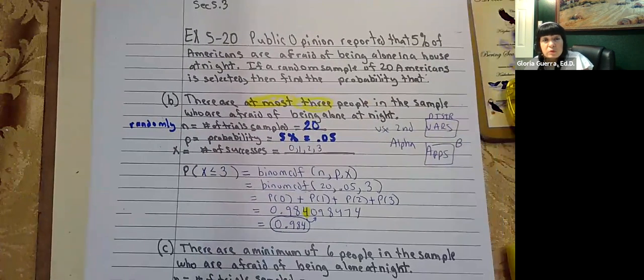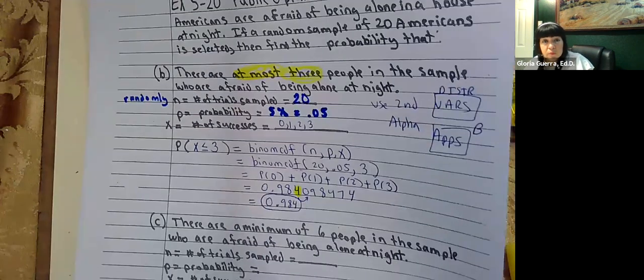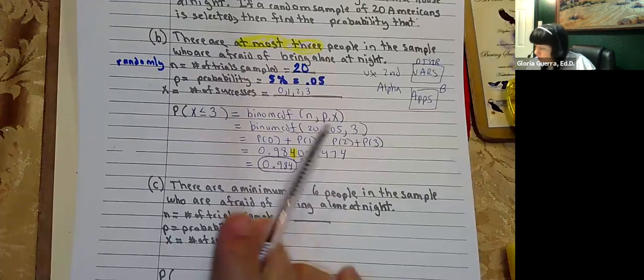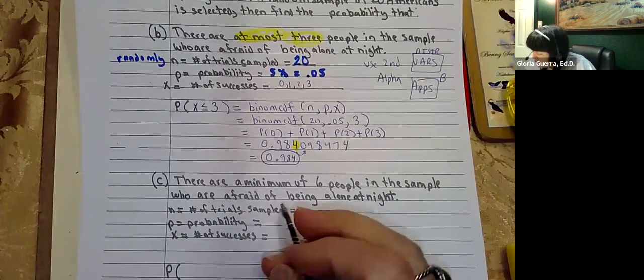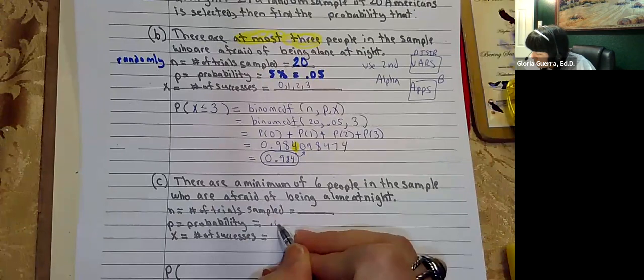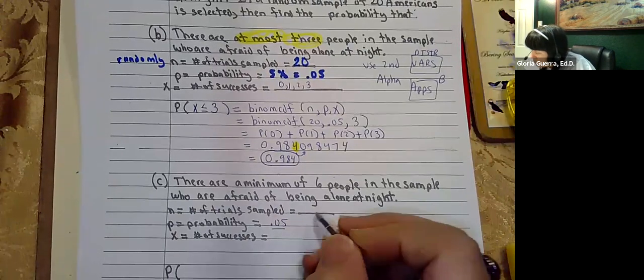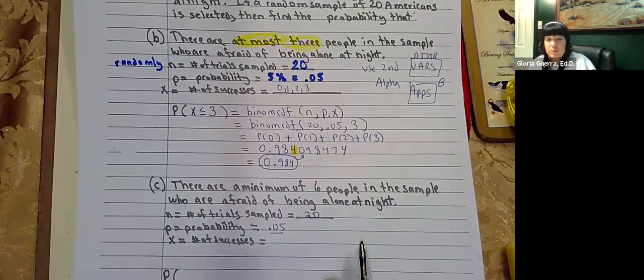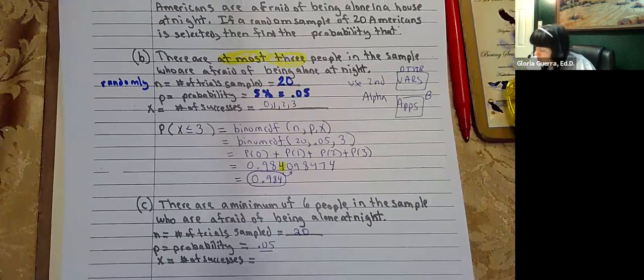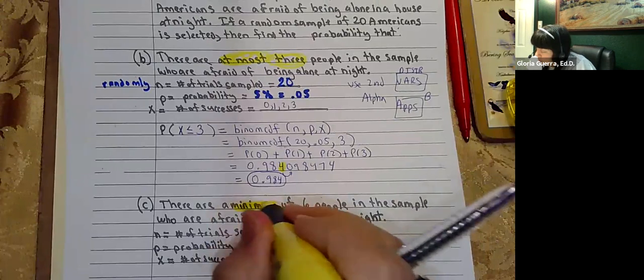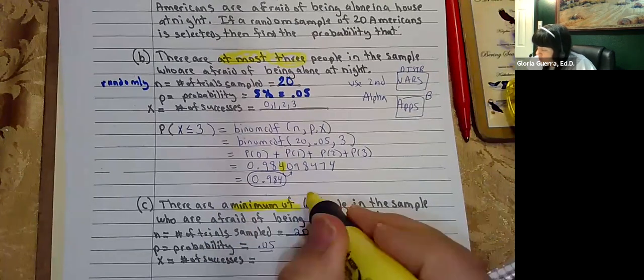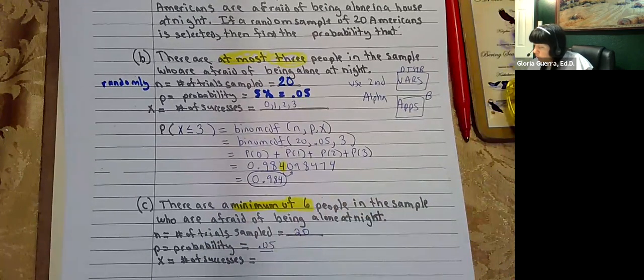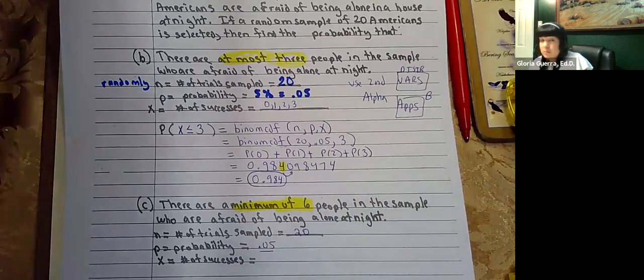Okay. So next, still related to the same problem. So P is probably still going to be 0.05 for this next problem. And your trials is still going to be 20. That's not going to change. But what changes is your vocabulary. There are a minimum of 6 people in the sample who are afraid of being alone at night. So you want to go to your vocabulary and look up minimum.